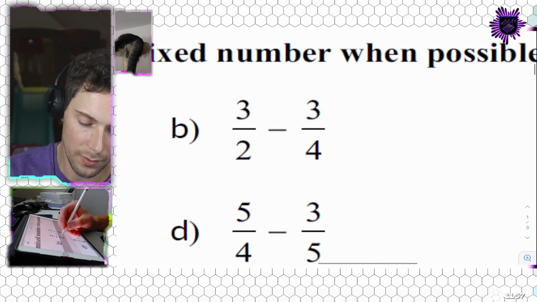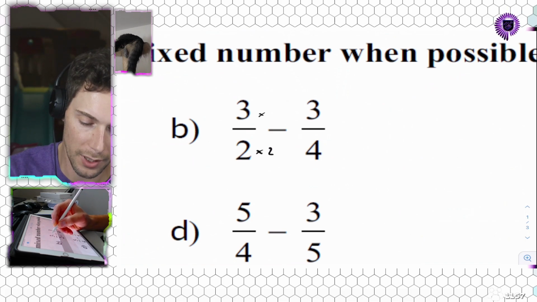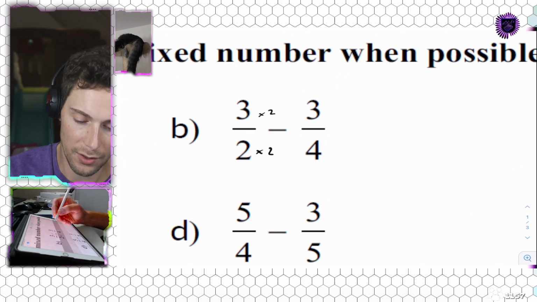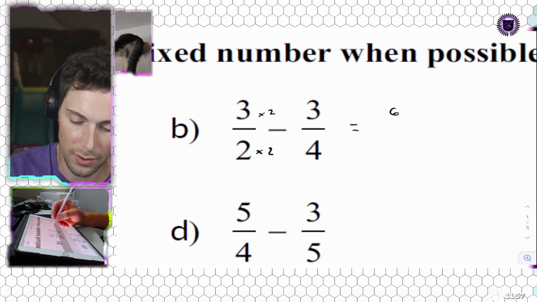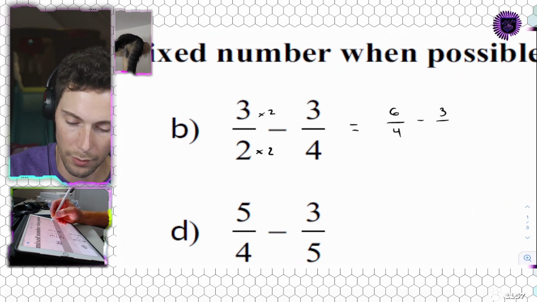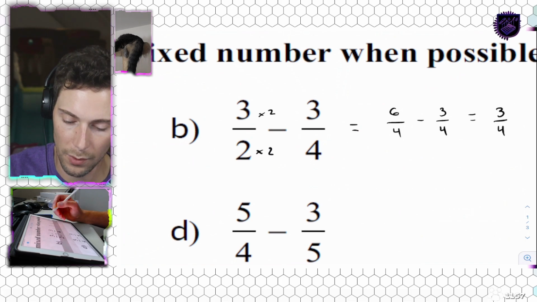This one, to create a common denominator, multiply one side by 2. So it's going to be equal to 6 over 4, subtract 3 over 4, which will equal 3 over 4. 6 minus 3 is 3. There's our answer.